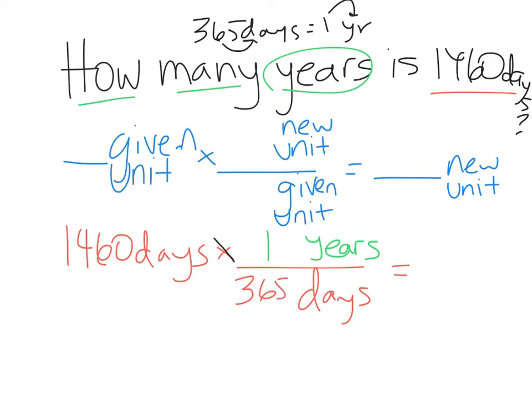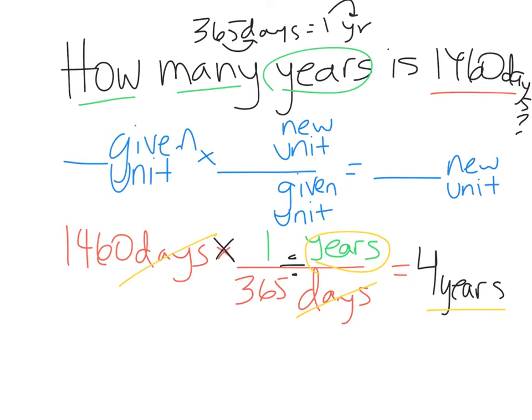Then we're going to do our math. We're going to multiply by the top numbers, divide by the bottom number. So 1,460 times 1 divided by 365 gives you 4 years, right? Making sure that the days cancel. So what we're left with is years, 4 years.